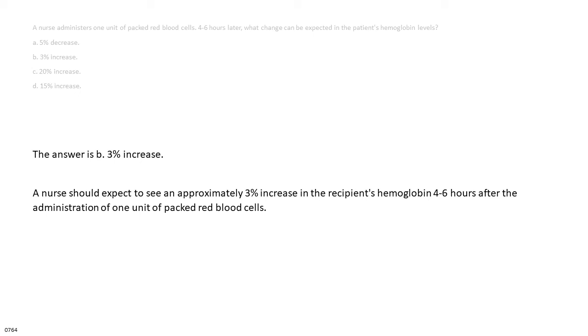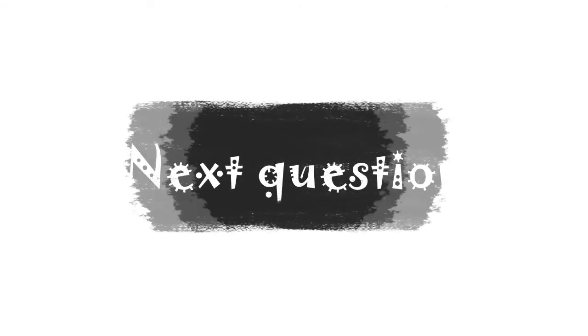A nurse should expect to see an approximately 3% increase in the recipient's hemoglobin 4 to 6 hours after the administration of 1 unit of packed red blood cells.